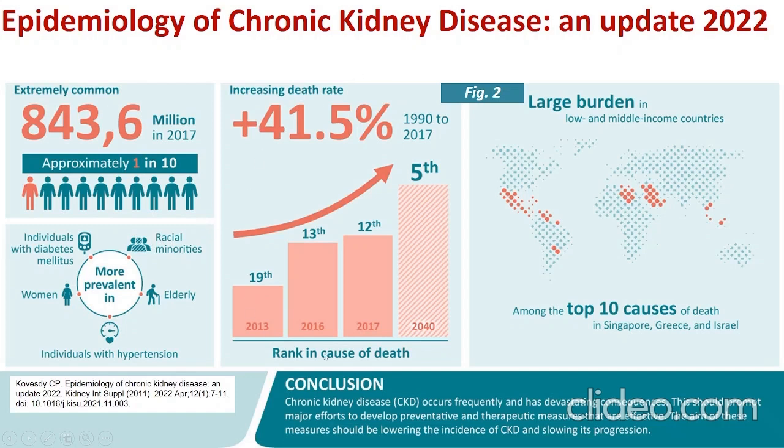In the second picture you can see the rate which will be increasing with time, with time frames given. You can see the death rate increasing up to 40% from 1990 to 2017, and it is prognosed that by 2040 it will be the 5th cause of all deaths in the world. It's a very large burden, which is especially seen in low and middle income countries.